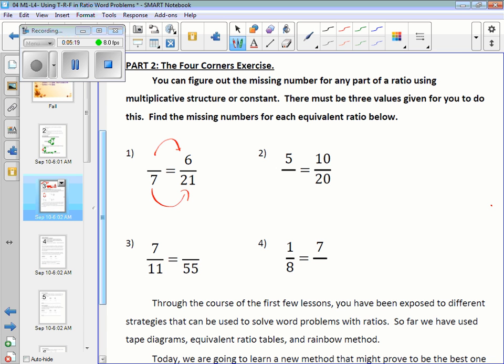So will it work? Is there a number times 7 that will make 21? Cody: 3. Okay, so we have a constant of 3. Once you get it, it will work for the top. But you got to kind of think backwards here.